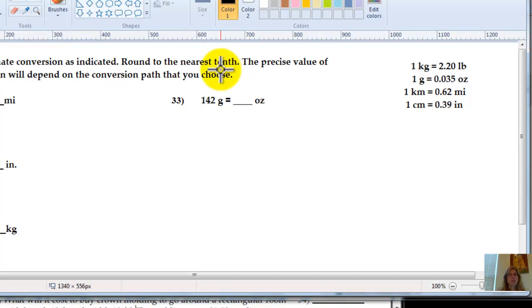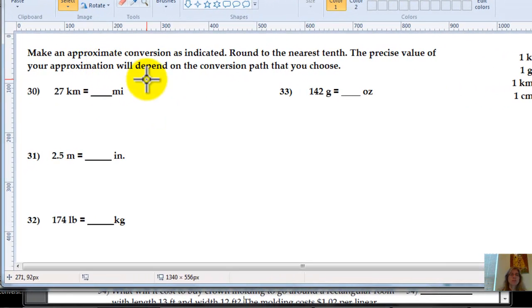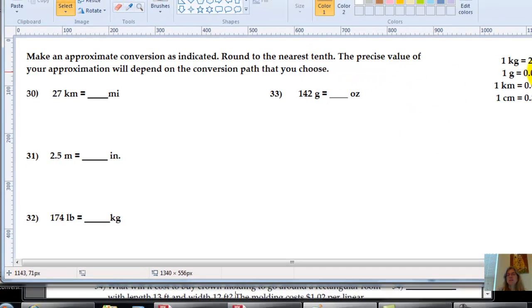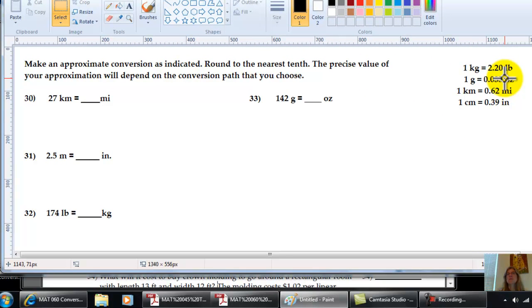Alright, the precise value of your approximation will depend on the conversion path that you choose. In other words, if a conversion has 3 decimal places, then your answer can have 3 decimal places and it'll still be accurate. If it has 2 decimal places, you need to use 2 decimal places.